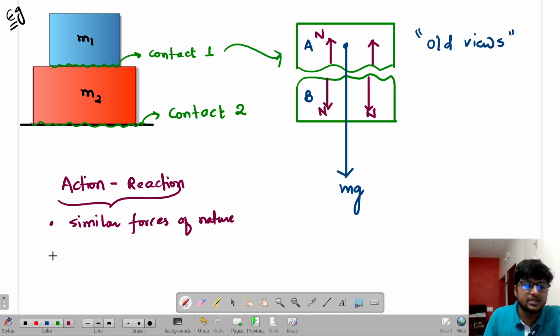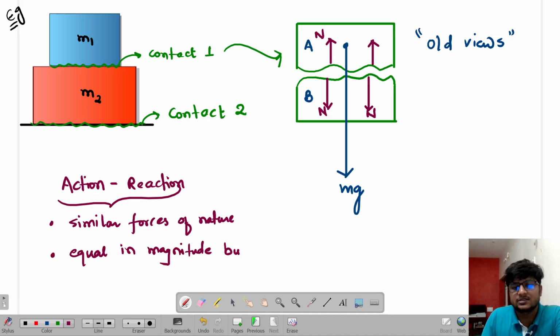And second point, you will find that they are equal in magnitude. That's why we write equal in magnitude, but opposite in direction.